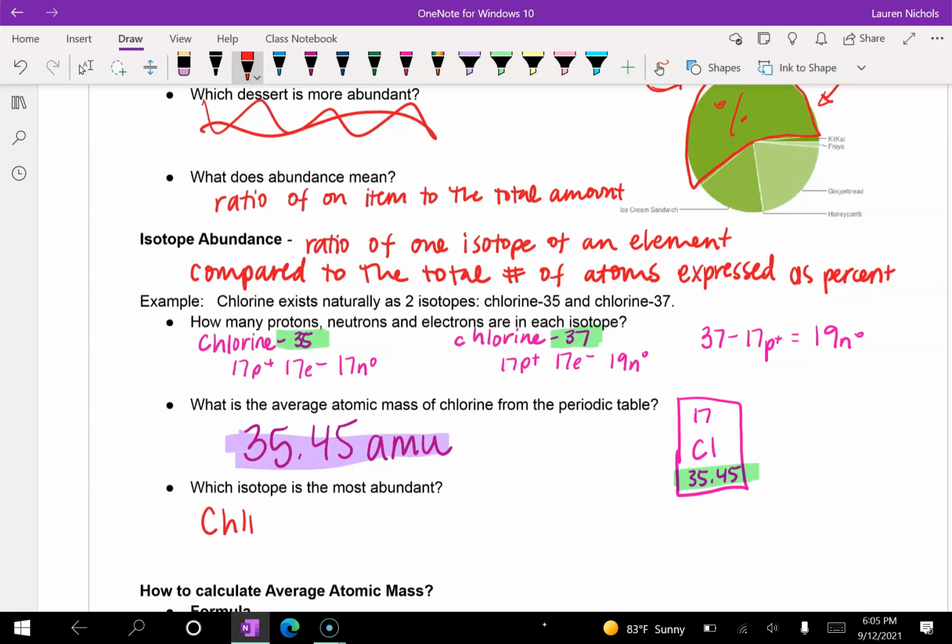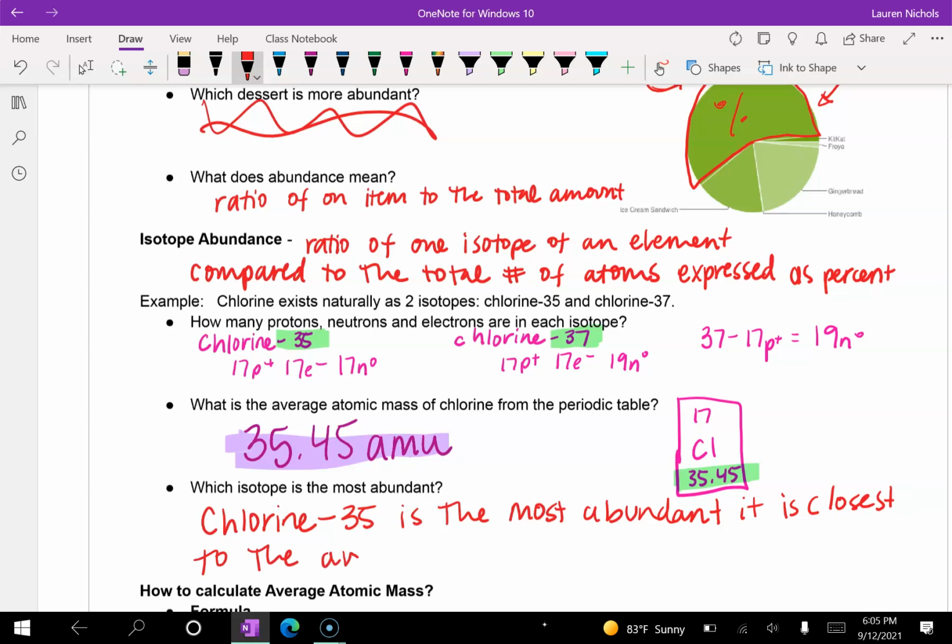So we can say that chlorine-35 is the most abundant because it is closest to the average mass on the periodic table. And that's how we identify which one is the most abundant when just looking at our periodic table.